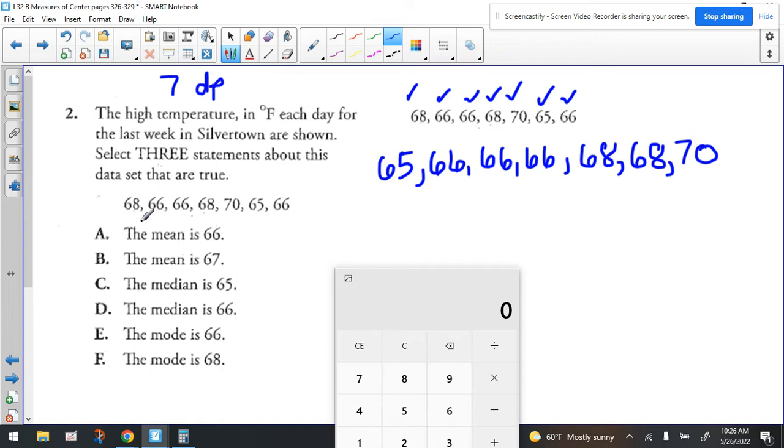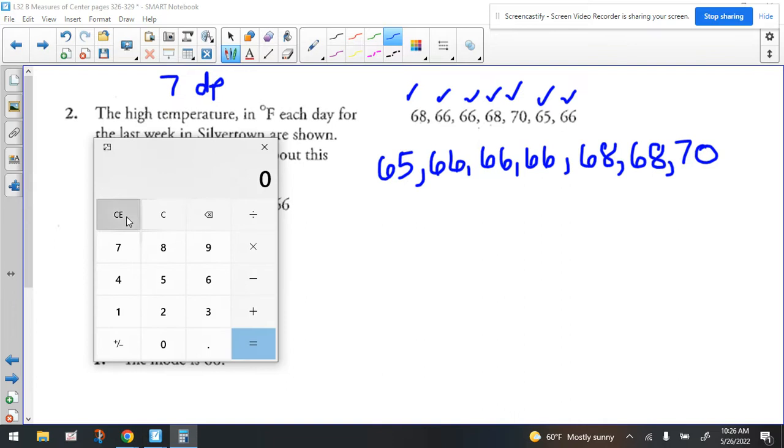All right, so to find the mean, we have to add up all these numbers and divide by how many there are, which we said there are 7. So let's take out the calculator and add it all up. So we have 65 plus 66 plus 66 plus 66 plus 68 plus 68 plus 70. And we get 469 as a sum. So I'm just going to write that down. Sum 469.